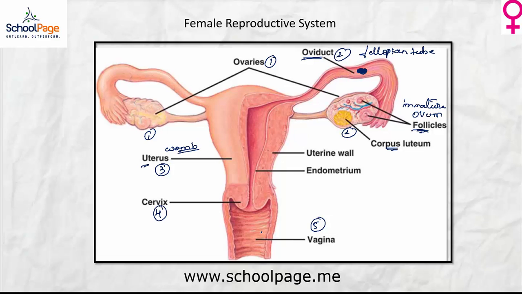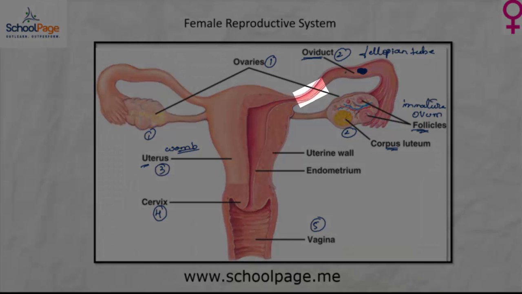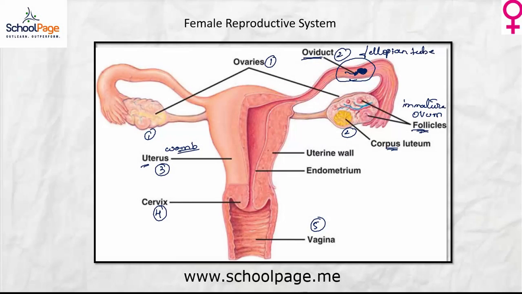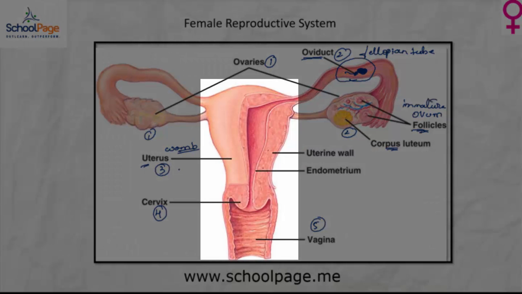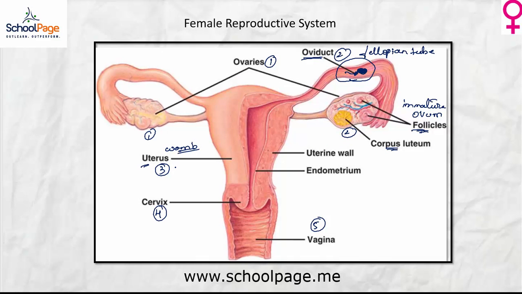The sperm, which enters the female body through the vagina, moves along the uterus and enters the fallopian tube and fertilizes egg in fallopian tubes. So fertilization takes place in fallopian tube. Uterus, which is also called as womb of the mother, is a place where the fertilized egg develops into an embryo and further into the fetus.